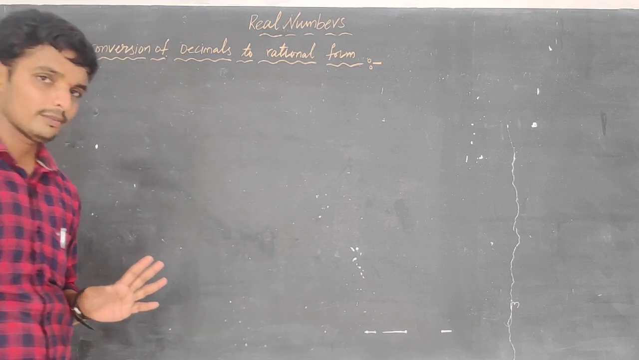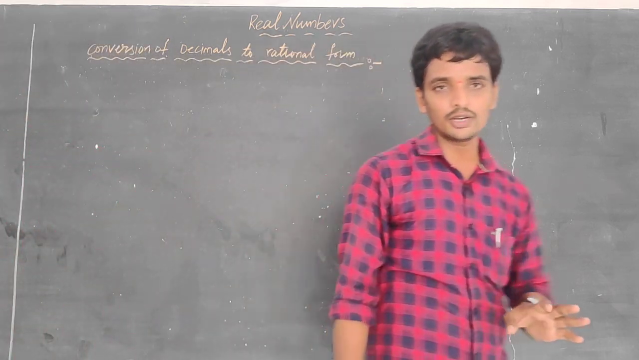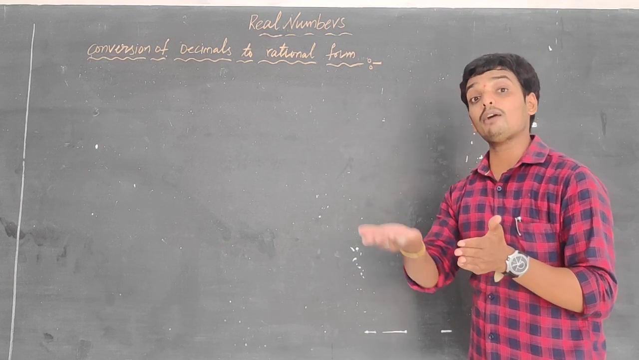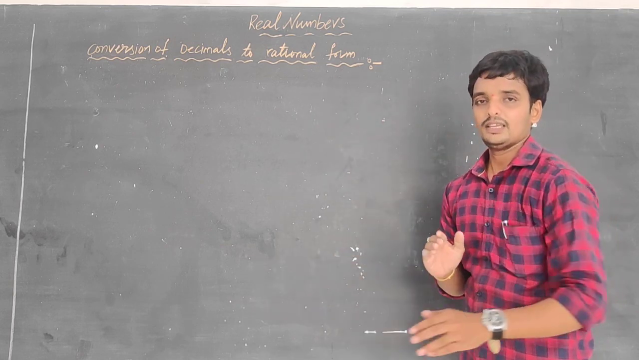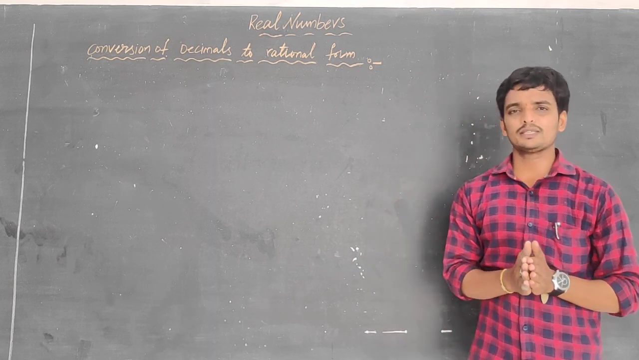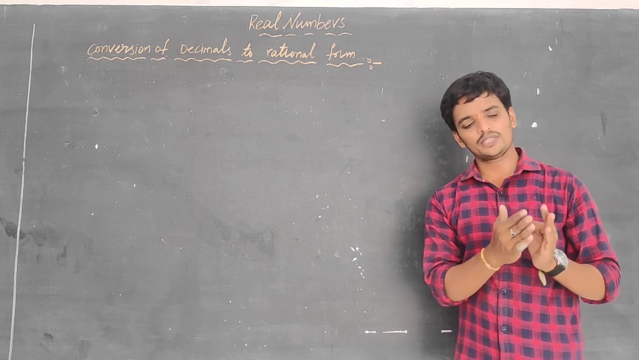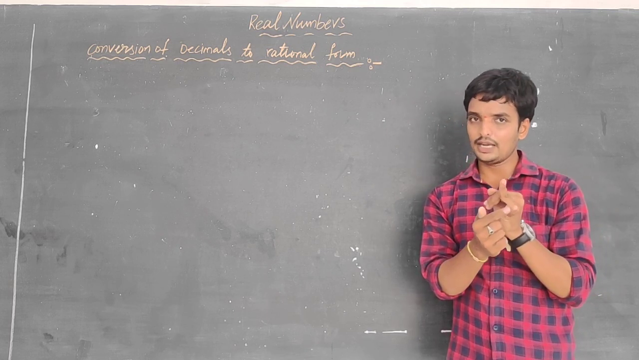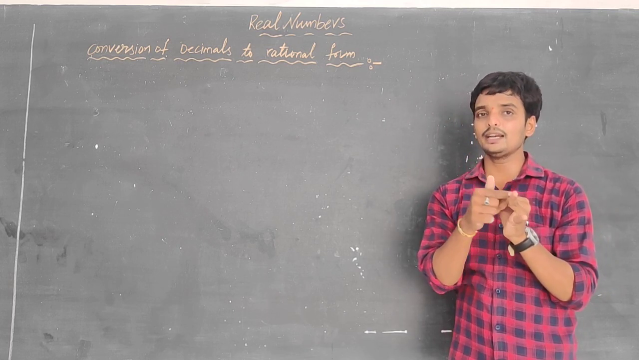Are you okay my dear students? Did you understand the heading? They are giving decimal numbers. Now we have to convert into rational. So actually decimal numbers are of types. We have two types: terminating decimals and non-terminating recurring decimals.